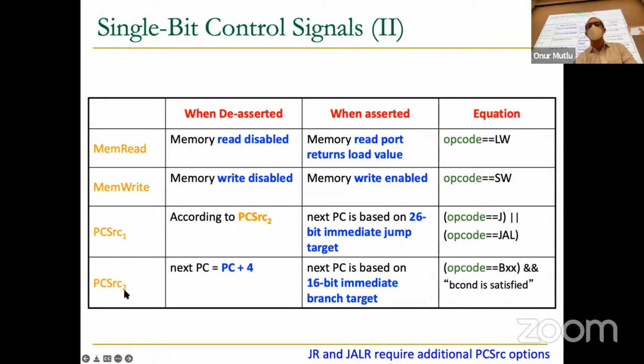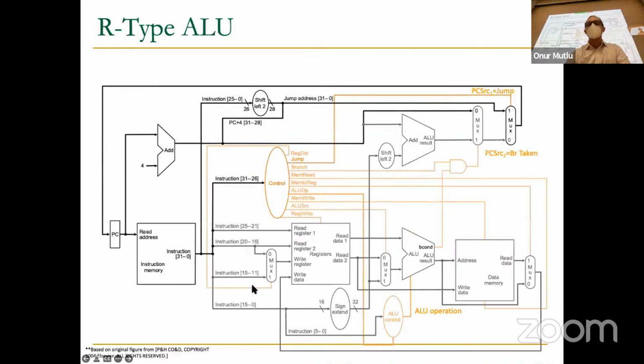One difference over here is PC source 2. Here, basically, it's not just a function of the opcode. The opcode should be some conditional branch, and the branch condition should be satisfied. If the branch condition is not satisfied, you should get PC plus 4, as indicated over here. Right? Okay, so basically this is our data path.